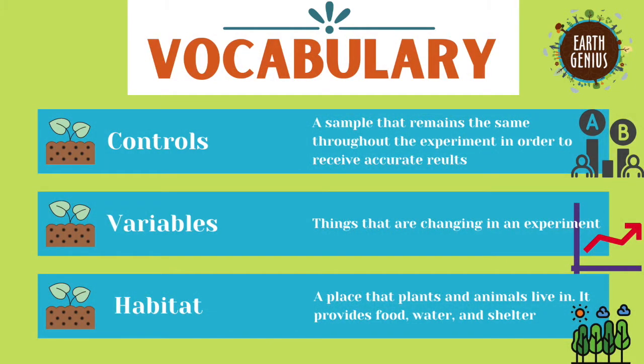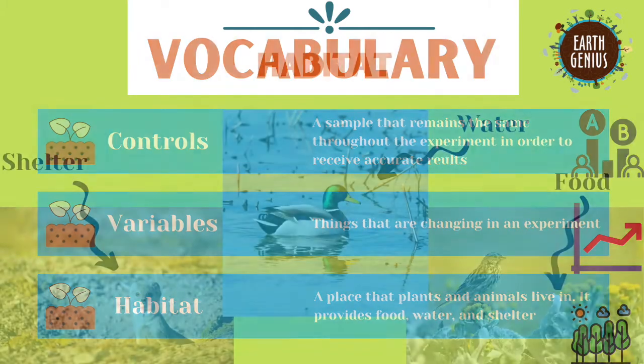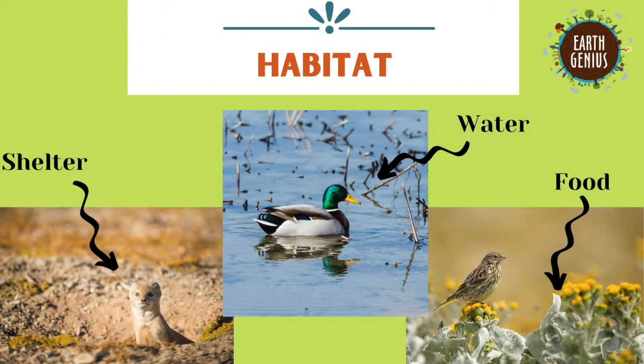Our last vocab word is habitat. A habitat is a place where plants or animals live, and it provides food, water, and shelter for them. There are all sorts of different habitats. Some animals live in the water, some live high in trees, and some make burrows for themselves. Most insects either live inside plant matter or they live inside the soil.